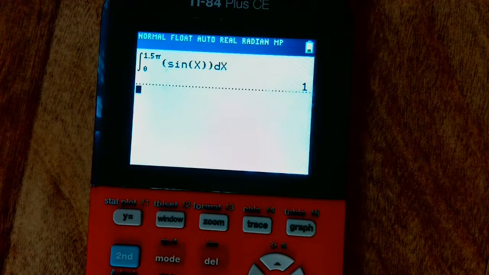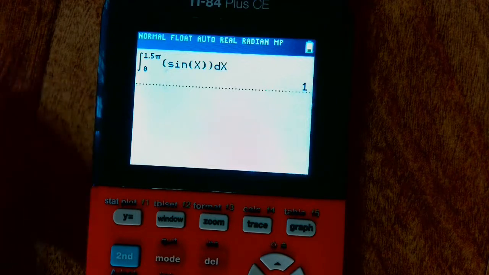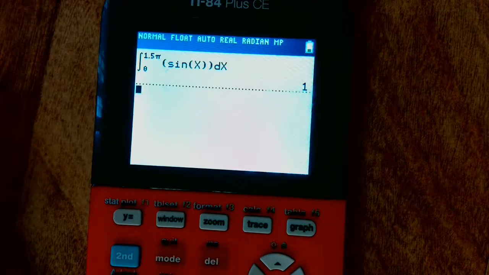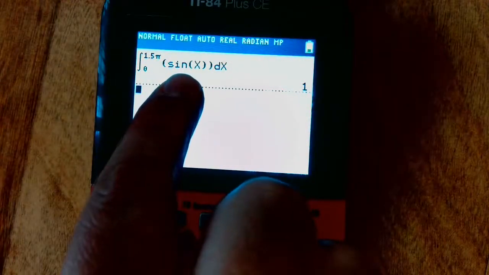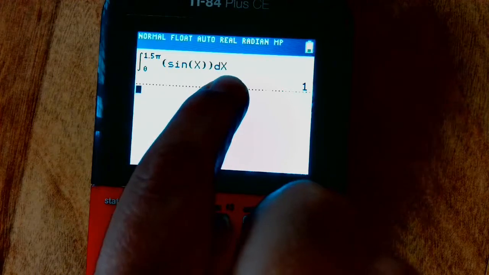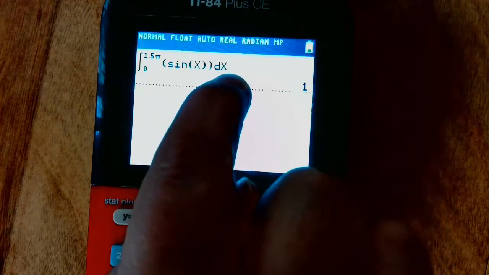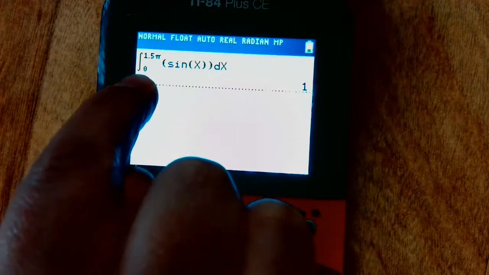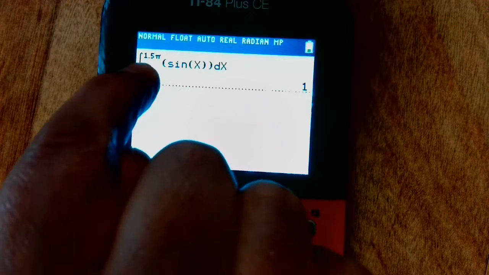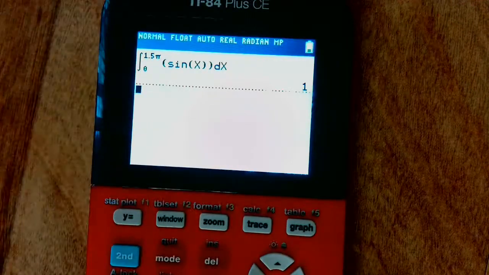So for TI-83s, or actually I believe TI-89s are also like this, when you go to this function key, it's not going to give you the same picture. It's just going to give you FNINT parenthesis. So what you do in that case is you start with the function sine of x, then you put a comma, then put an x, just the x, then a comma, then the lower limit, comma, upper limit, and close the parenthesis.